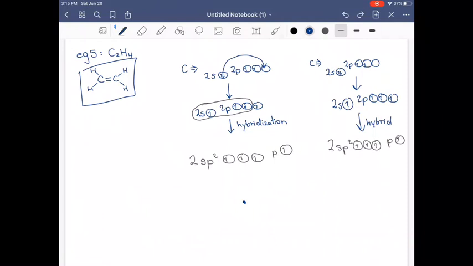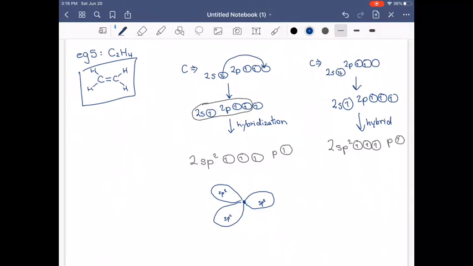You want to make sure that these electron clouds are as far away from each other as possible. So if you have 3 of these, I would advise you to draw them, I don't know, 120 degrees apart. So you have one right here, right there, and right there. Okay, so these are sp2 orbitals. sp2, sp2, sp2.